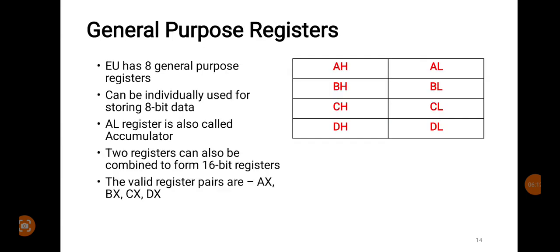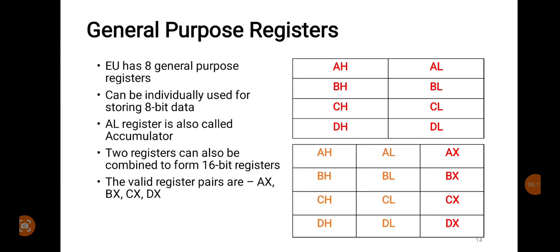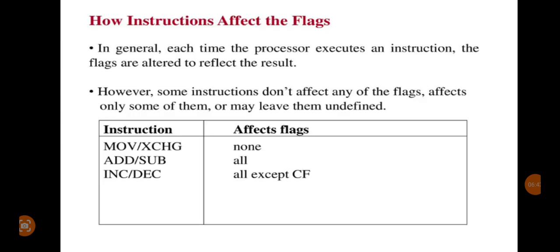And the general purpose registers, we call them 4 things. AH, AL, BH, BL, CH, CL, DH, DL are individually used for 8-bit data accessing. For 16-bit data we call them AX, BX, CX and DX. These are called 16-bit registers, and L or H is defined for 8-bit registers.